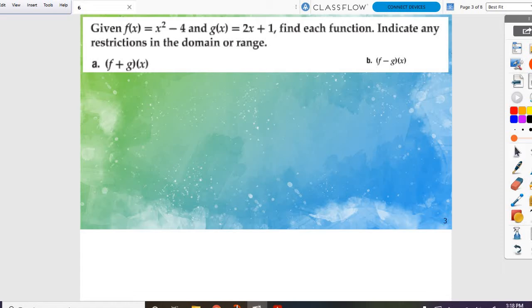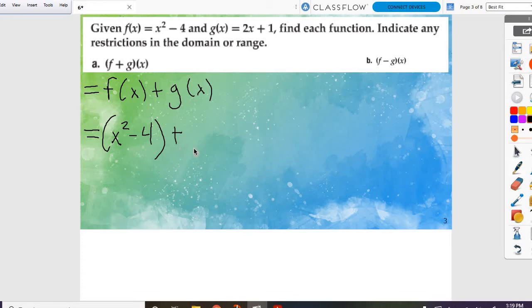So it says given f of x equals x squared minus 4 and g of x equals 2x plus 1, find each function and then indicate any restrictions on the domain or range. So just like from our previous page, it told us that if I am just adding two functions, then we are allowed to just separate that into f of x plus g of x. And the reason why that's nice is because if we know what f of x is, which in this case is x squared minus 4, and we know what g of x is, which in this case is 2x plus 1, then we can just add the corresponding terms.